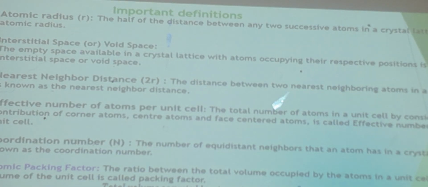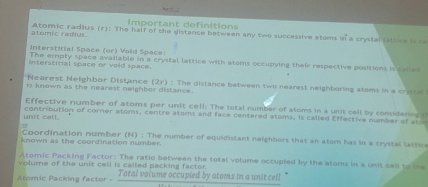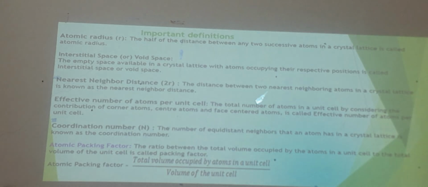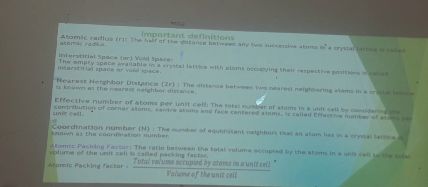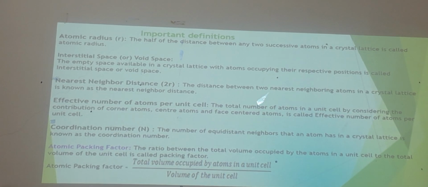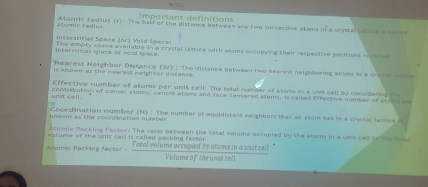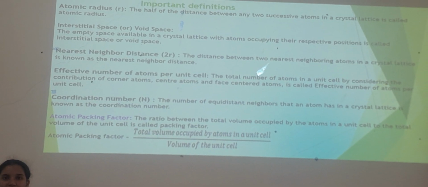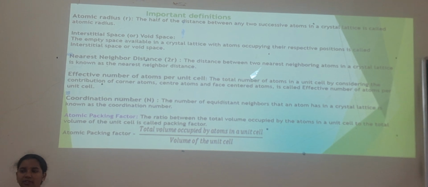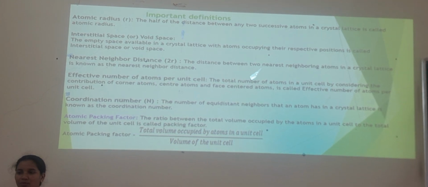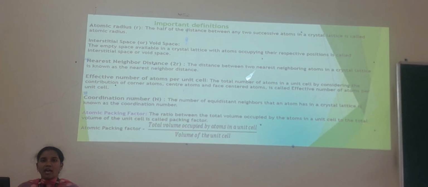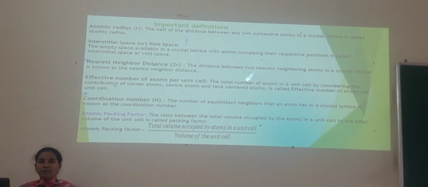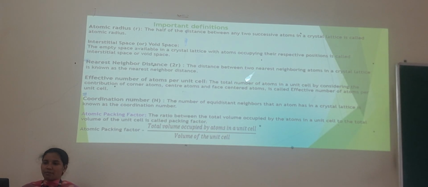Now some important definitions regarding the crystal systems. Atomic radius: half of the distance between any 2 successive atoms in a crystal lattice is nothing but the atomic radius. Void space means the empty space available in the crystal system. Nearest neighbor distance: the distance between 2 nearest neighboring atoms in a crystal lattice is nothing but the nearest neighbor distance.